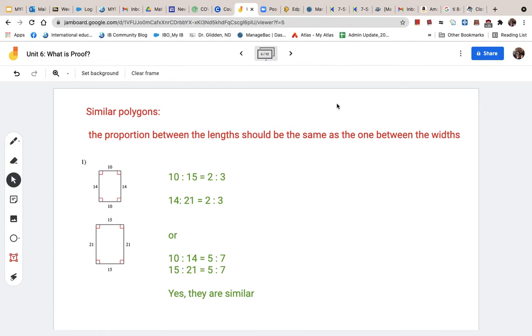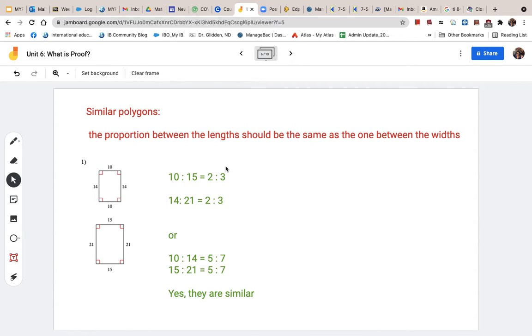Again, we have two ways to think about if these two polygons are similar. Okay, so let's take a look at the first one. For the first one, I am identifying the length, which is 14 here and 21 here, and then the width would be 10 and 15 here. So I am comparing the ratios of the length and the width first.